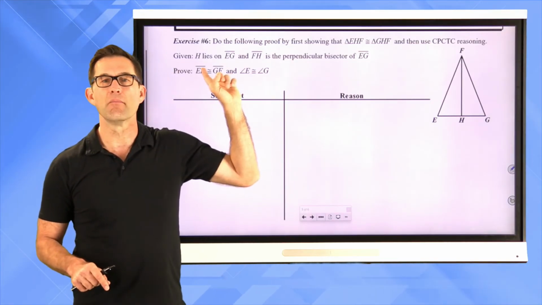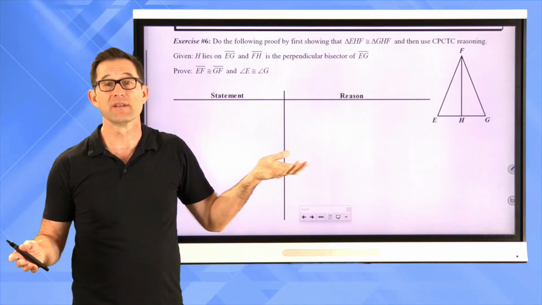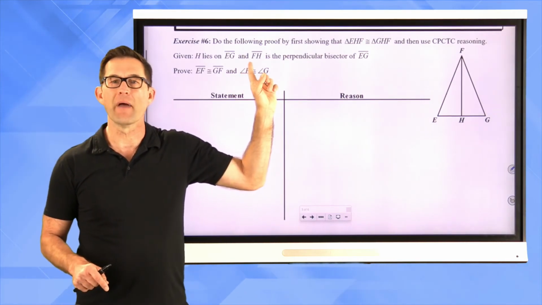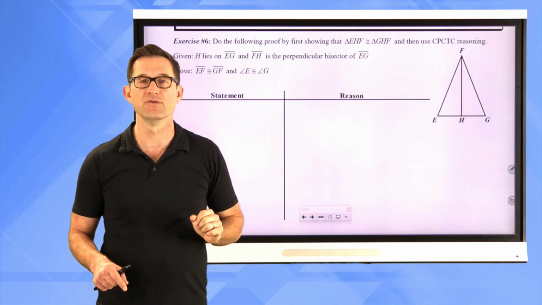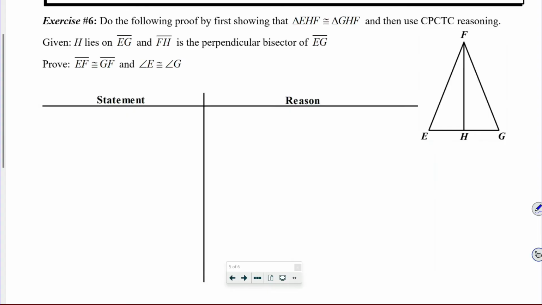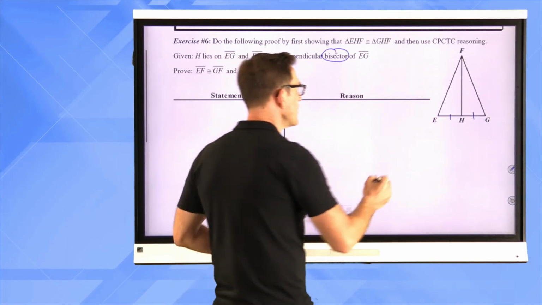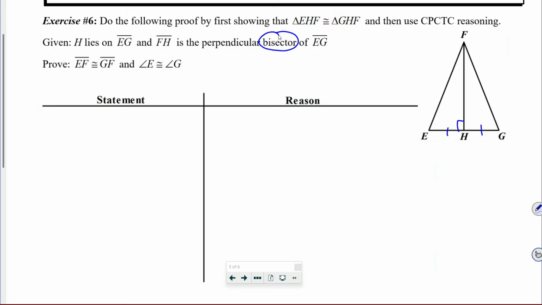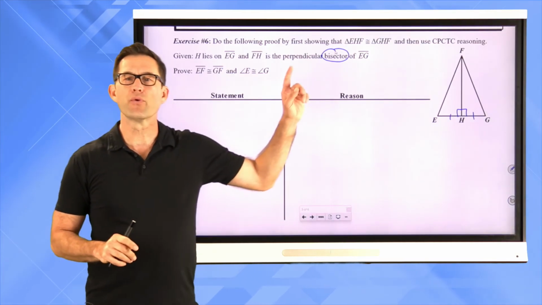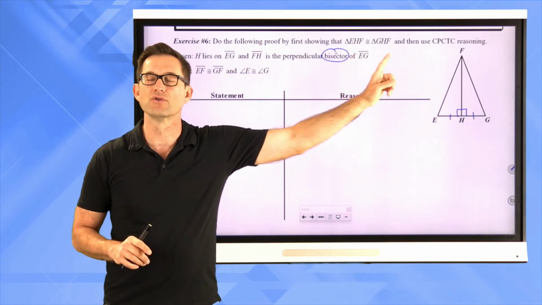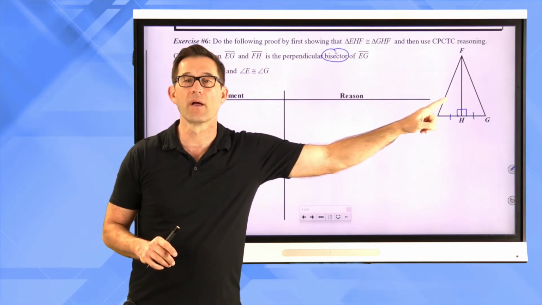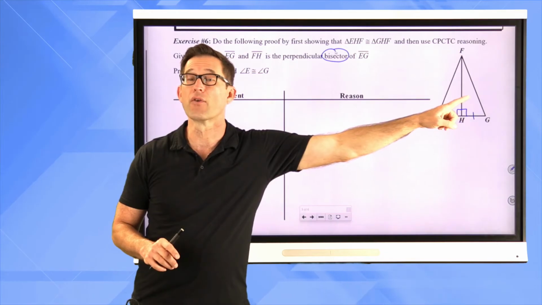Now there's not much I can do to mark up the given H lies on EG. There isn't much there. But let's mark up what we've learned from FH is the perpendicular bisector of EG. Well, one thing that we learn is just the bisector part, right? And that tells us that EH and HG are congruent to each other. All right, just the fact that it's the bisector of EG. But the fact that it's perpendicular to EG tells me that this is a right angle and this is a right angle. Now, I want to be able to prove that triangle EHF is congruent to triangle GHF, right? EHF is this right triangle on the left, GHF is the one on the right, all right?